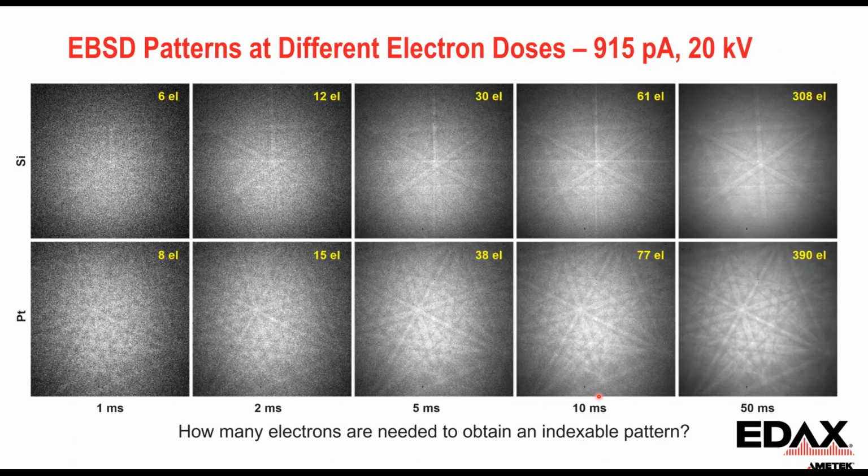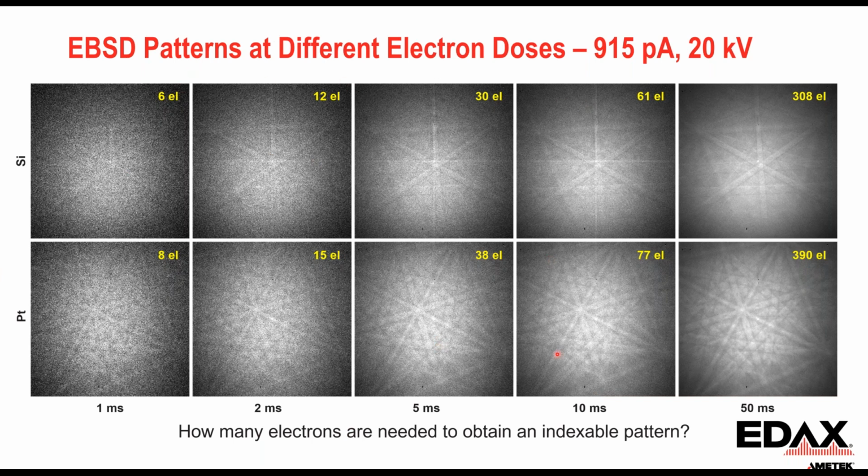So this is an example looking at a lower atomic number material, silicon, on the top, and a higher average atomic number material, platinum, on the bottom. This is a fixed beam current of just under a nanoamp at 20 kV, and different collection exposure times, as shown on the horizontal axis here. One of the things we're able to do with this detector is count the number of electrons per pixel. So at these different beam doses, we show the number of electrons on average per pixel.